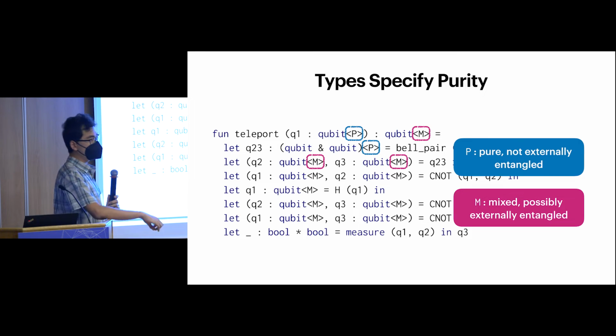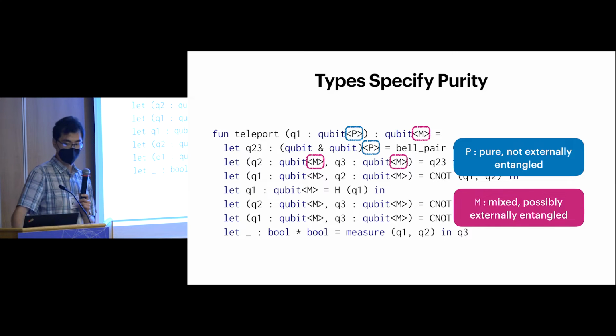So, to give you a lightning-fast overview of what Twist is, if we take a program like teleportation, Twist allows us to annotate the different pieces of data within the program as either being pure or mixed. A pure piece of data is one that is not allowed to be entangled with other pieces of data, whereas a mixed piece of data is. It's a relatively simple distinction.